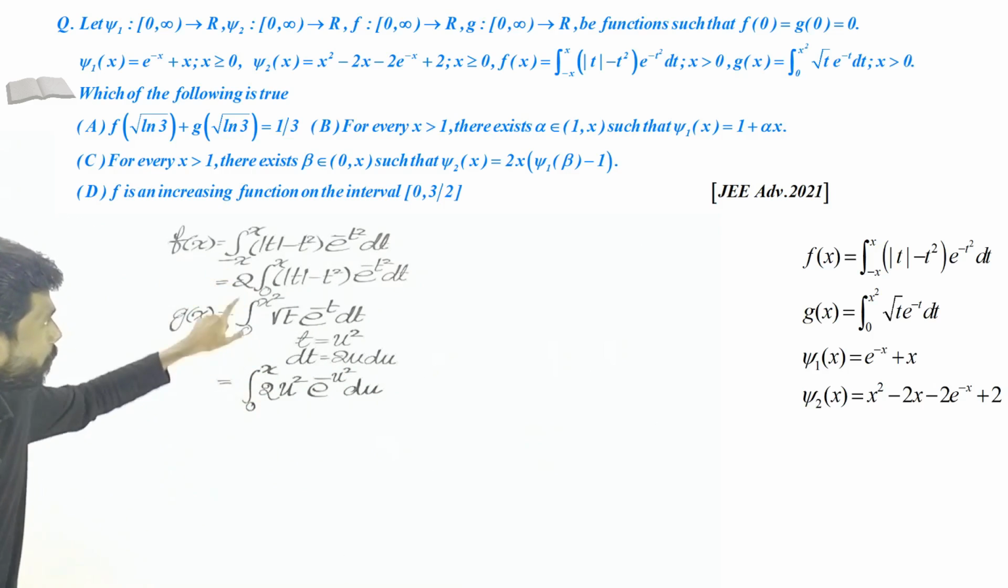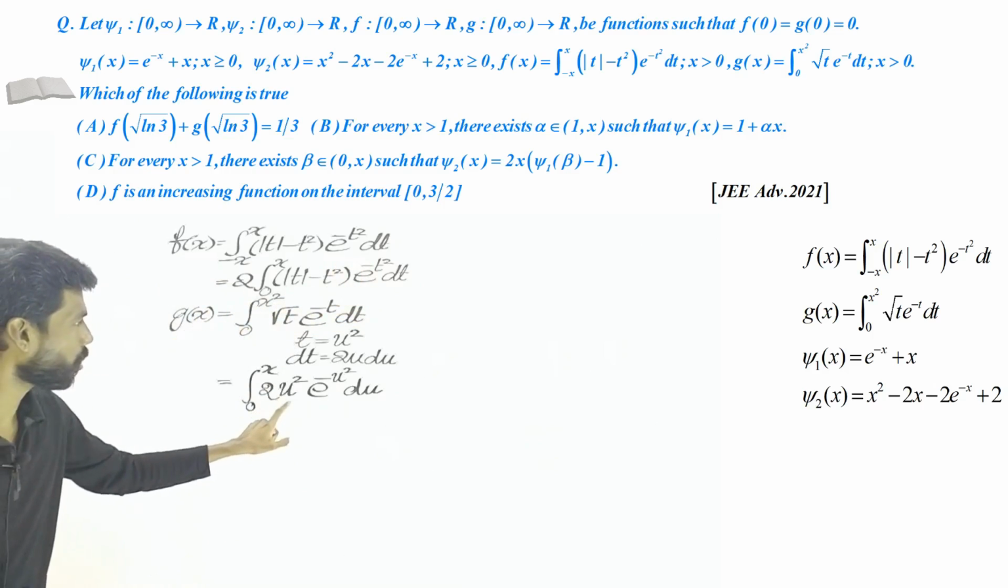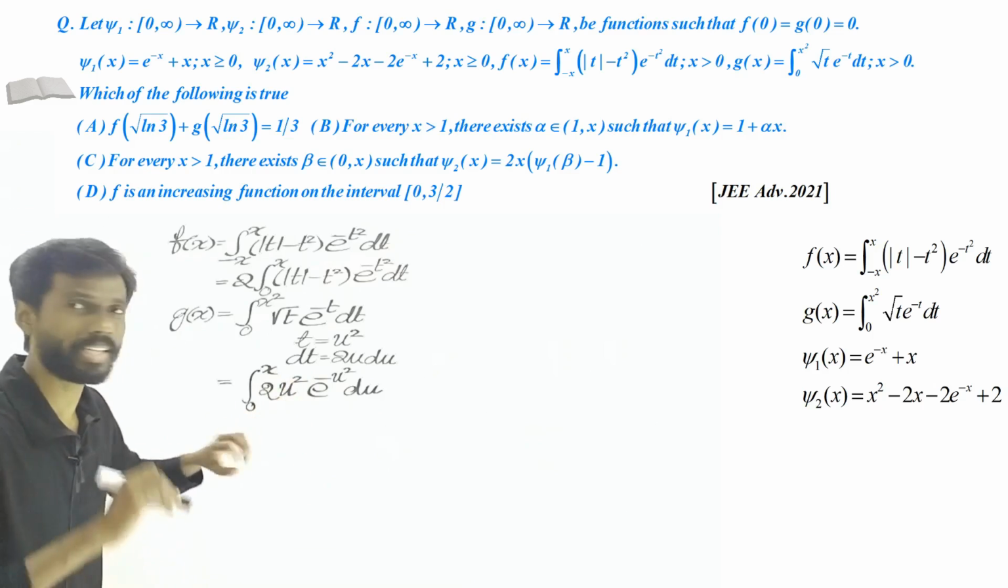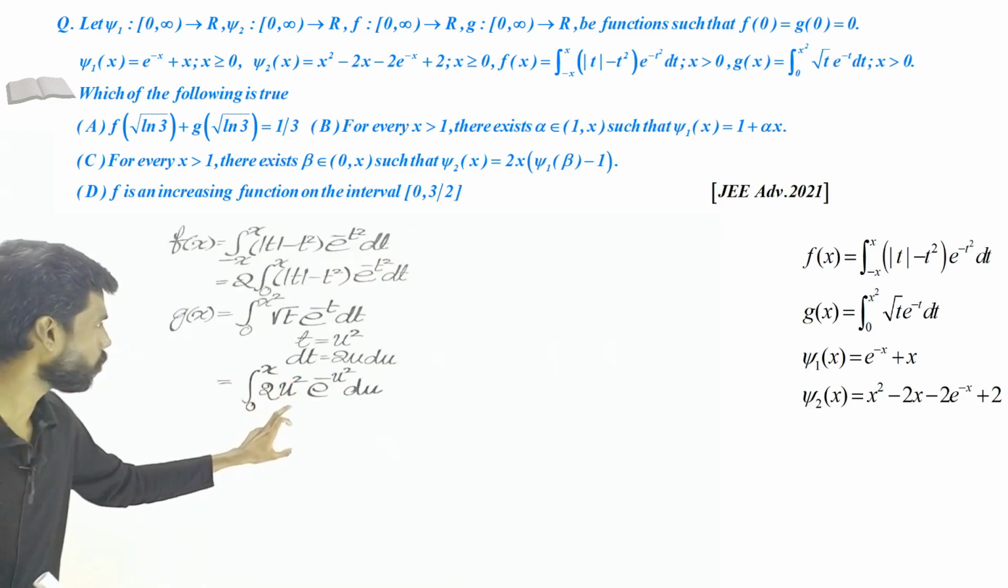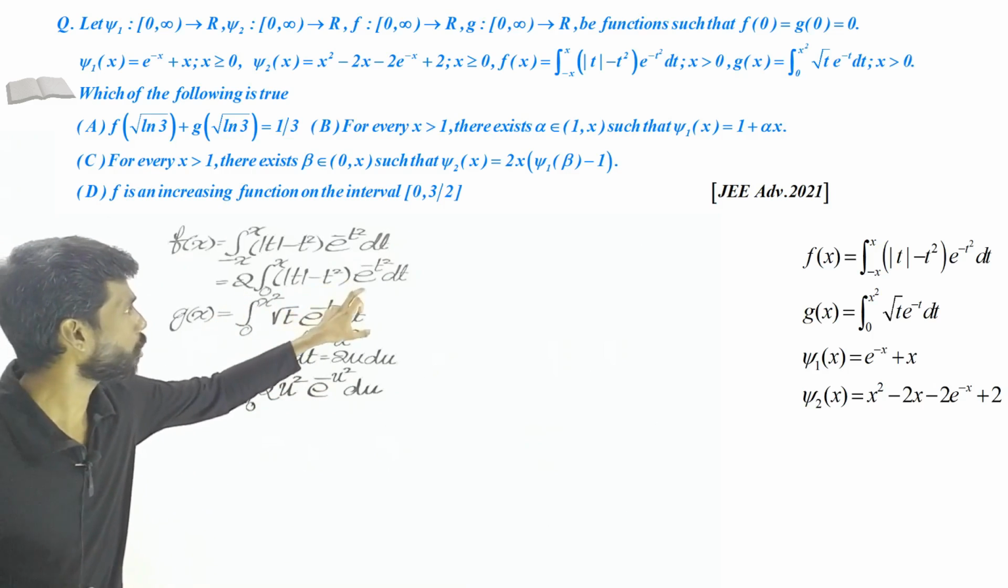Now if you observe, there is some relation between this function g of x and this function f of x. This part is same, 2t square e to the power t square. So here also we have 2u square e to the power minus u square. U or t doesn't matter, we can replace this u by t only. So no problem. Here also 2u square e to the power minus u square.